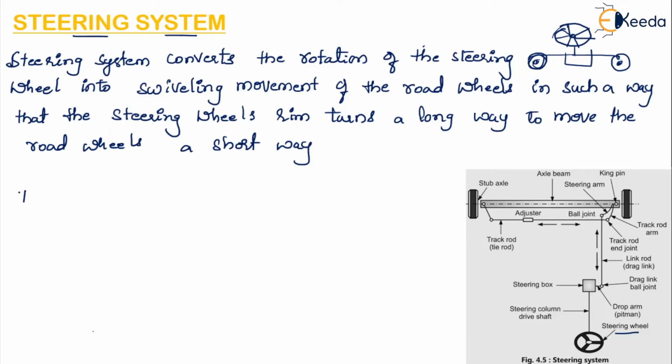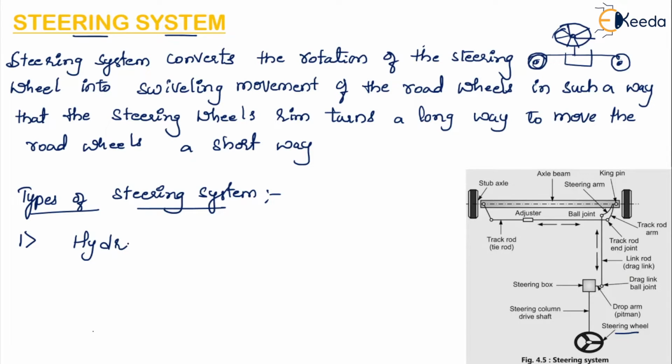Now, types of steering system. There are usually two types of steering systems. The first one is the hydraulic steering system and the next one is the electrical or electronic steering system.